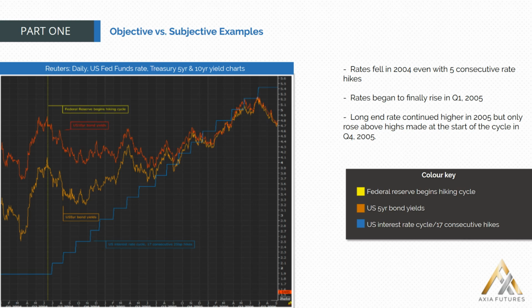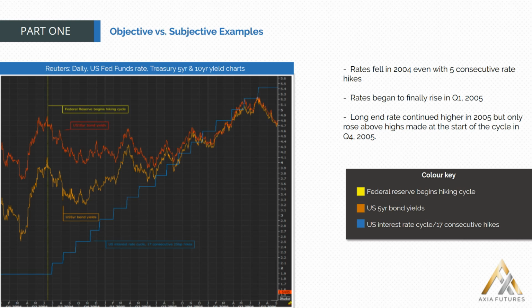Now I want to show you what happens when you allow subjectivity to be the priority instead of objectivity. What we're going to look at again is this 2004 rate hike cycle. First to understand, rates fell. In other words, long-end rates actually fell in 2004, even with 5 consecutive rate hikes. So just imagine, for the year of 2004, when the Fed had hiked 5 times in a row, imagine you were on the wrong side of this trade for almost 5 or 6 months.